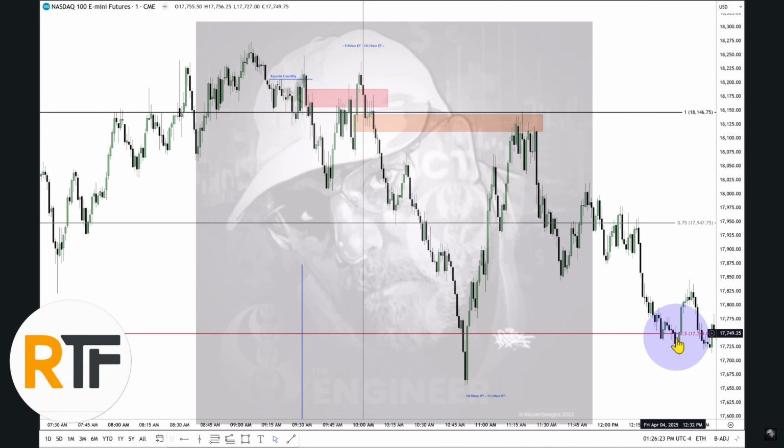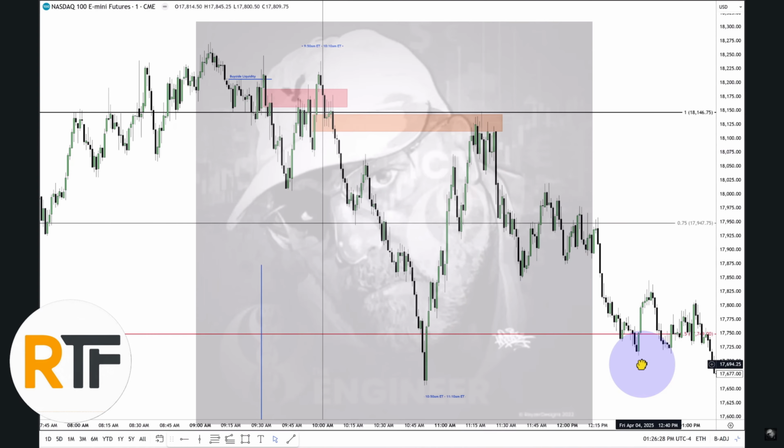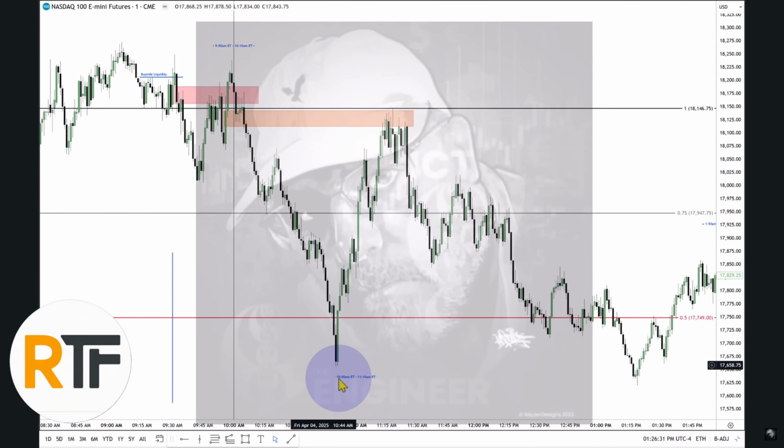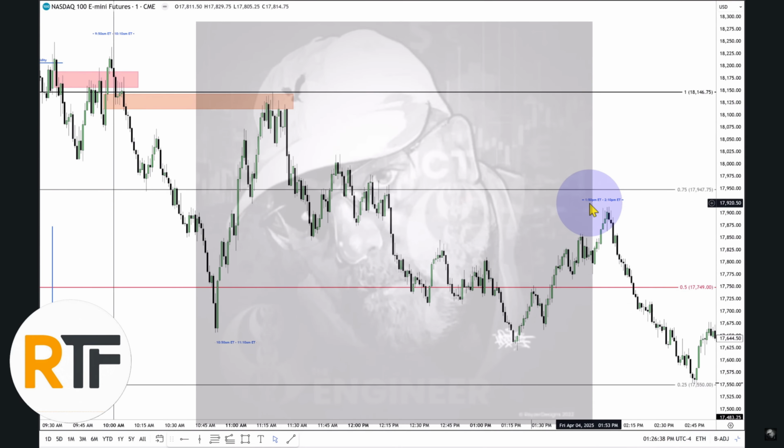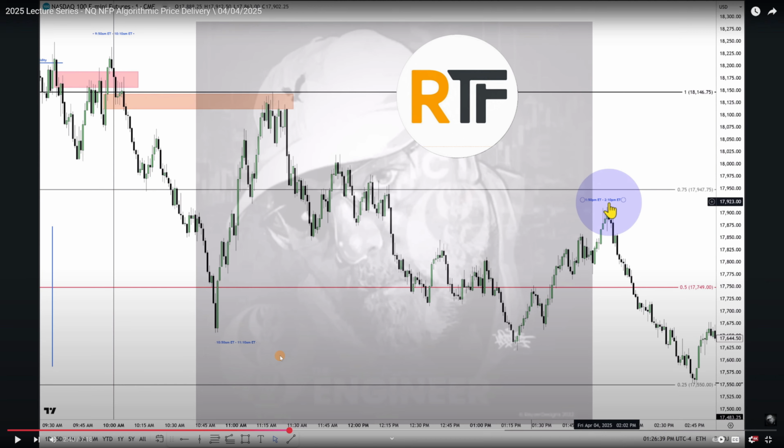It breaks lower, back down and went below 17,750, and we're in the lunch hour now. So it goes one more time, sweeps below the low, and then comes all the way back up into the 1:50 to 2:10 macro.